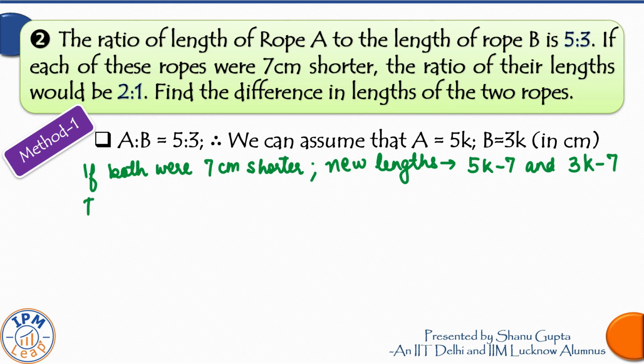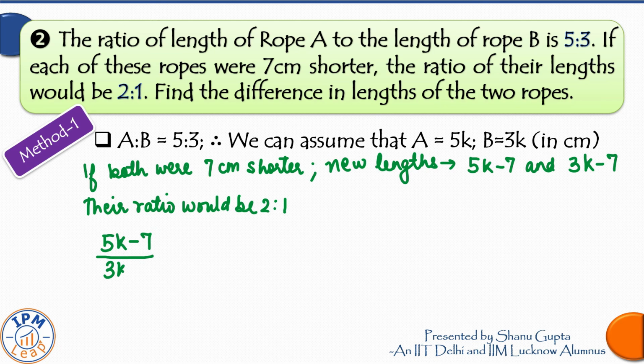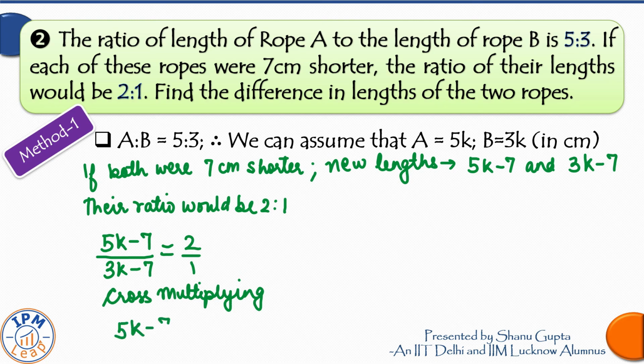We can write this information in the form of the following equation. Since A is to B is the same as A upon B, the ratio of new lengths of these two ropes can be written as 5K minus 7 upon 3K minus 7, which is equal to 2 upon 1, which is the same as the ratio 2:1. Cross multiplying both parts of this equation, we get 5K minus 7 is equal to 2 times 3K minus 7.